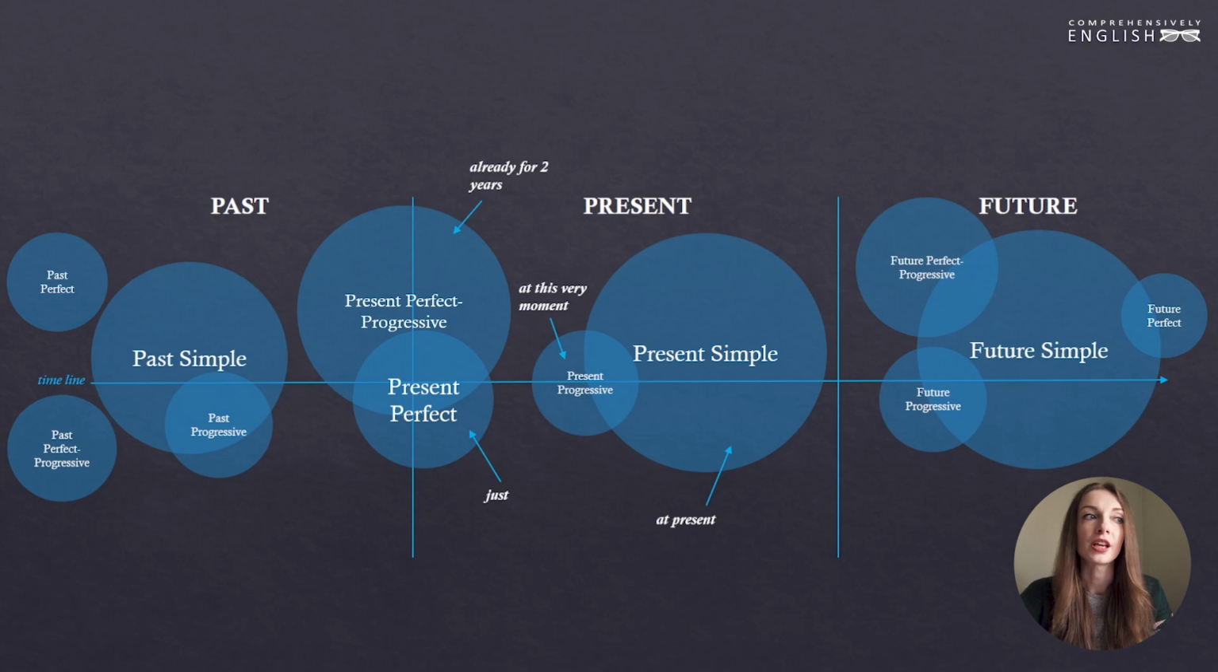For already, today's will be used with the present perfect progressive. Just, I have just done something, will be used with the present perfect tense. At this very moment, we will speak about this very moment in the present progressive tense. And if we want to speak about the present in general, things that are true today and were true yesterday and will be true tomorrow, we'll use the present simple tense.